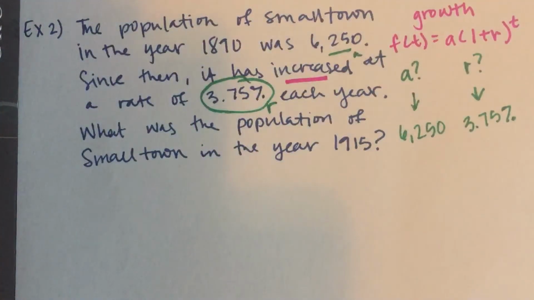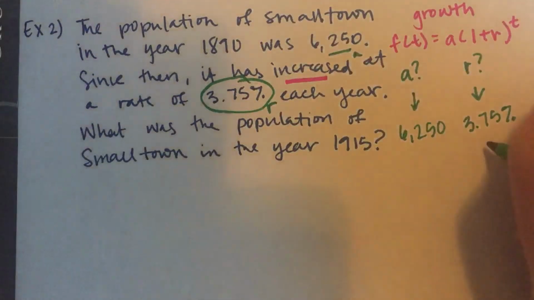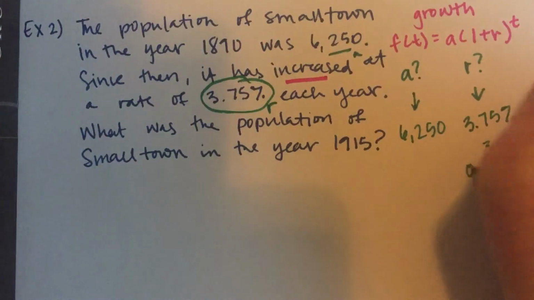But remember, 3.75% doesn't really help us out a whole lot until it's been turned into a decimal. So after we move this decimal place to the left 2 places, we find that 3.75% is equal to 0.0375.